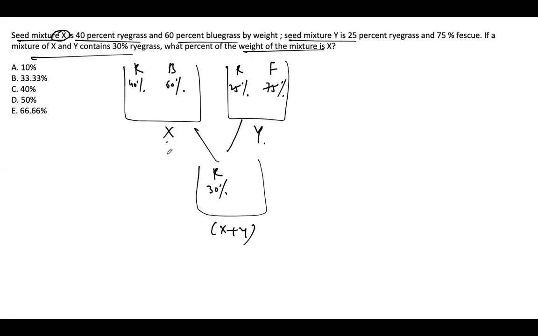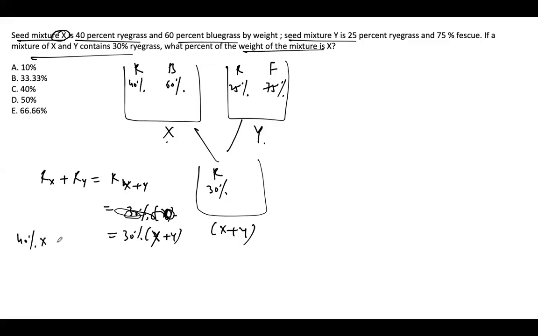Ryegrass. So ryegrass in X plus ryegrass in Y is equal to ryegrass in X and Y, which is 30% of X plus Y. Ryegrass in X would be 40% of X, and here it would be 25% of Y. So 40% X minus 30% X is 10% X, and 30 minus 25 is 5% of Y. So X by Y is 5 by 10. The percent will get cancelled, so Y is equal to 2X.